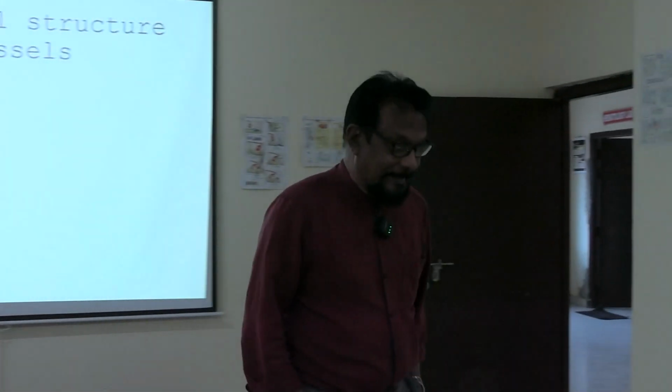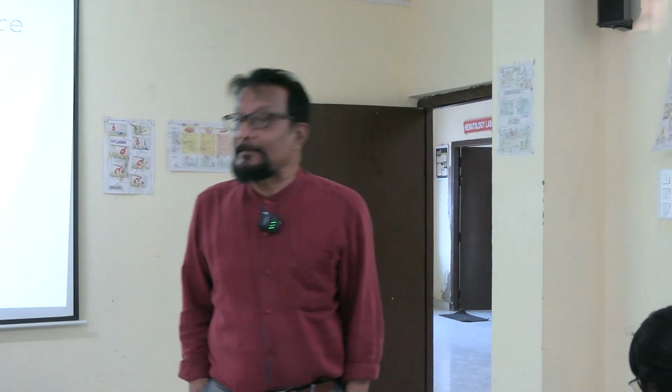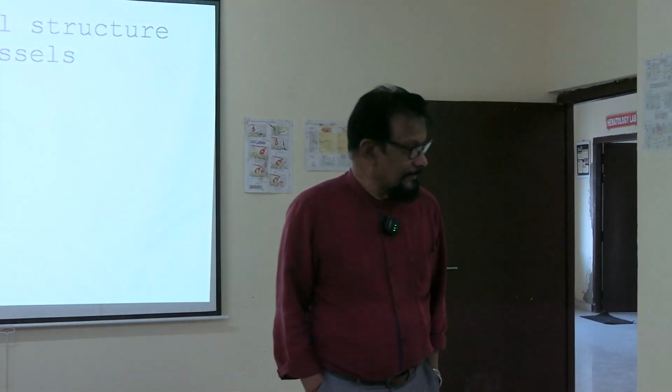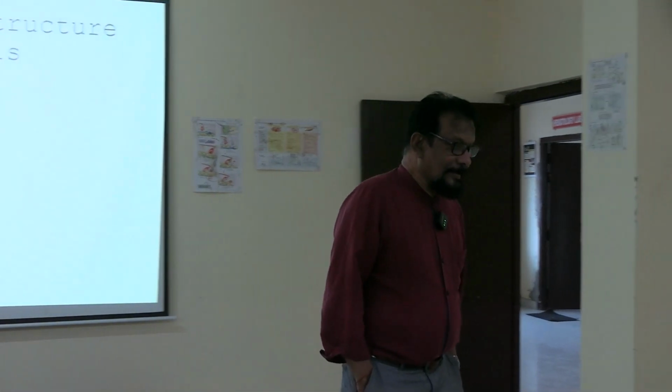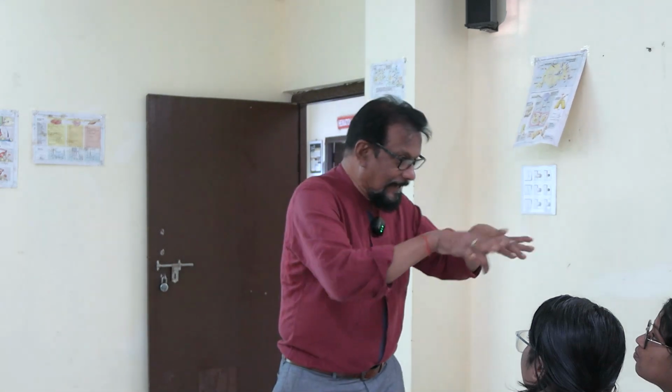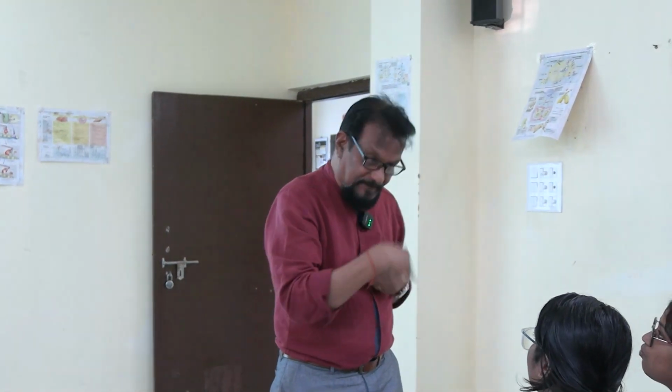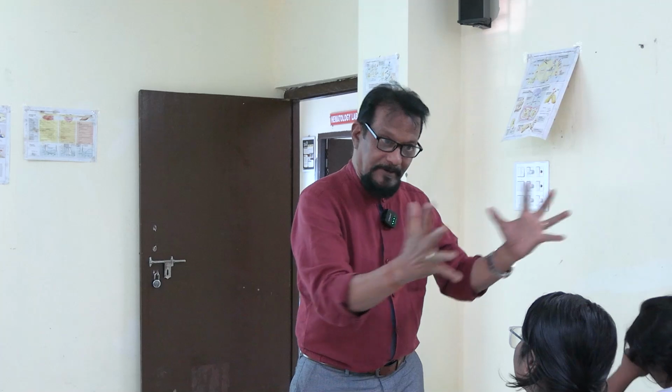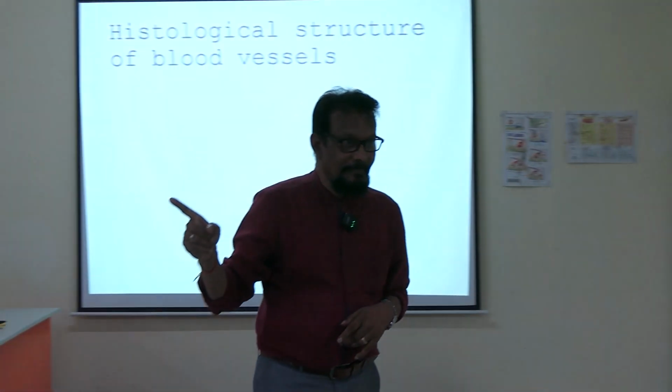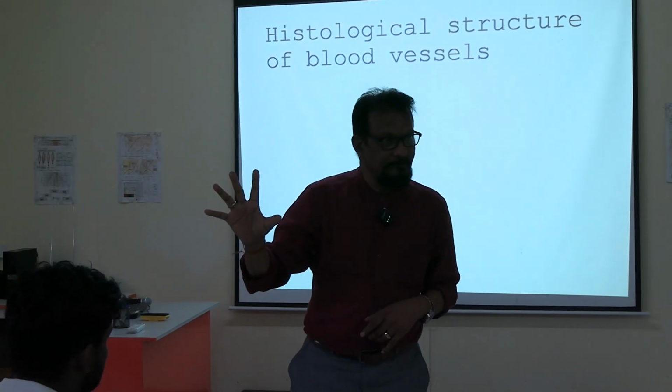One type is unitary, and another one is multi-unit. Unitary means, as we have seen in the intestine, in the GI tract, all the cells are connected together by gap junctions. In unitary muscles, if you stimulate one, all the cells will get the stimulus and will be contracting. But in the case of multi-unit, it is not; all are different.